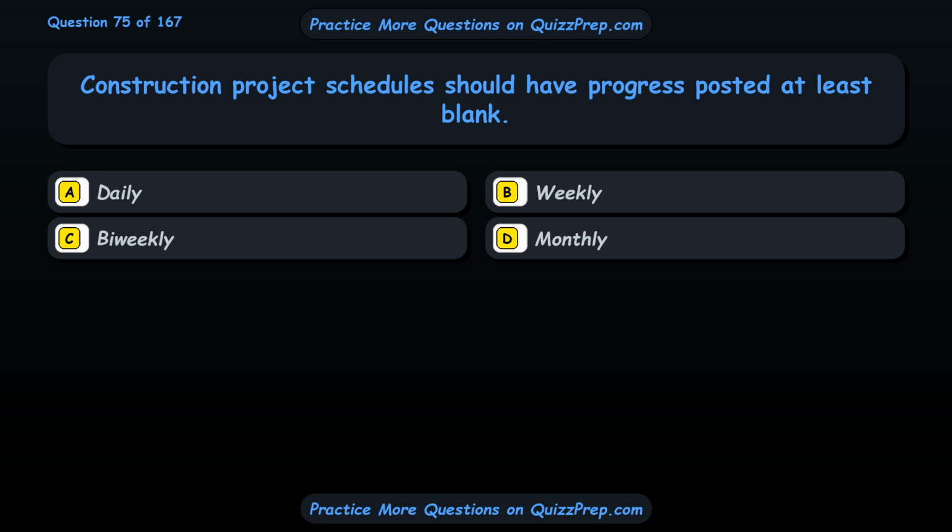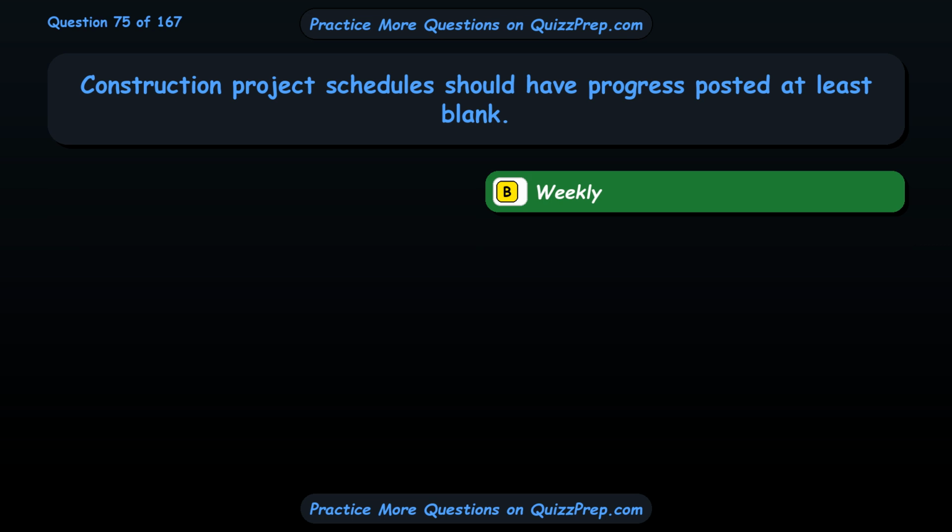Question 75. Construction project schedules should have progress posted at least blank. Option A, daily. Option B, weekly. Option C, bi-weekly. Option D, monthly. The correct answer is option B, weekly.